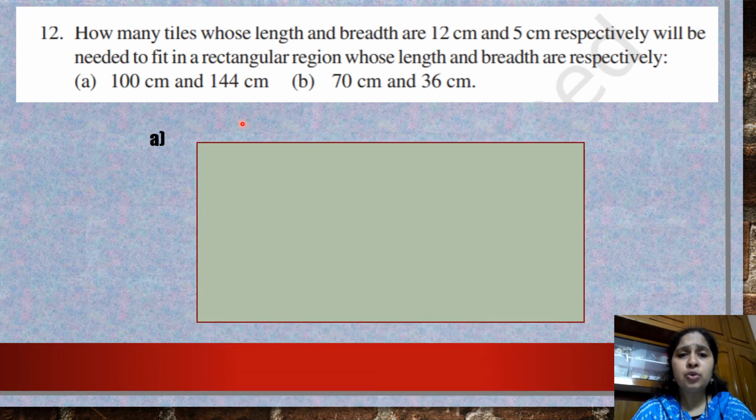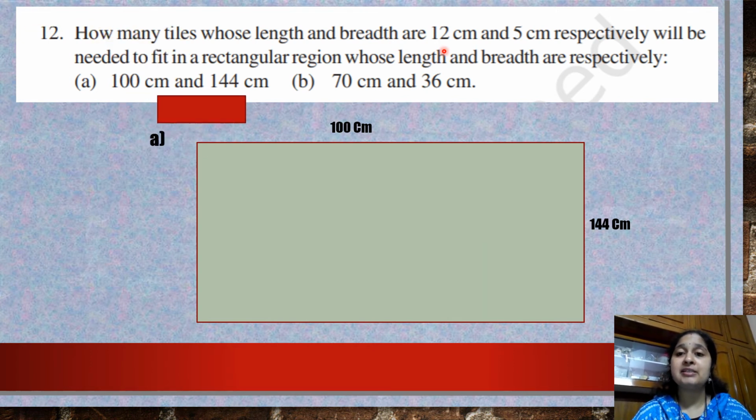Now look into this figure, children. See, this is a rectangular shape that is of 100 centimeters and 144 centimeters. So we can say that this is the rectangular region which is needed, right? And now a tile of length 12 centimeters and 5 centimeters is placed on this rectangular region. So this red color region is the tile. So this tile is placed all over this rectangular region. So do you remember, children?